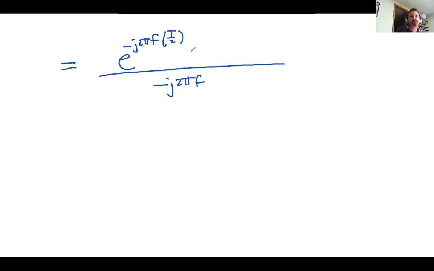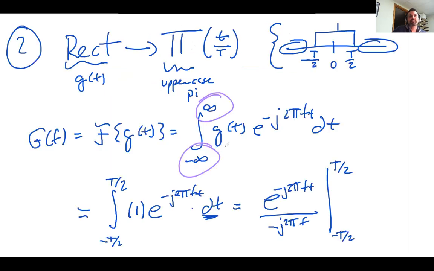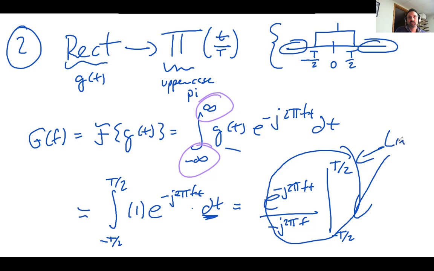Okay, and what's the other one? It's going to be equal to, and then subtract, e to the minus j 2 pi f minus. Okay, so far, so good. Everyone with me? All right, so what I've just done is I started evaluating this integral, or the result of the integral with respect to the limits. So this is what I get.